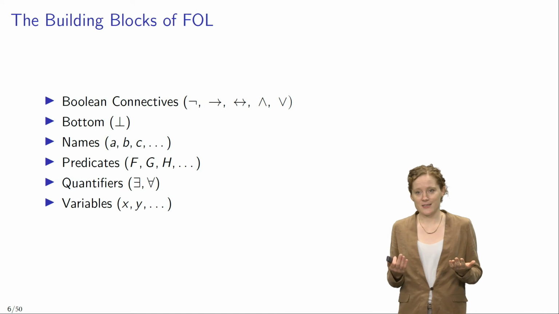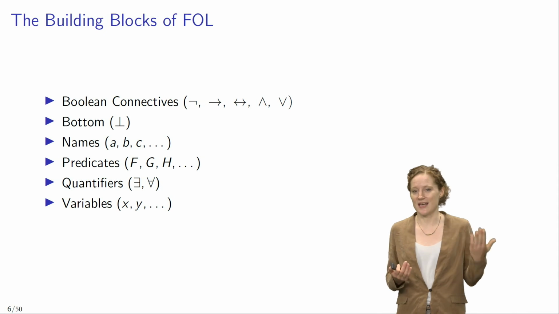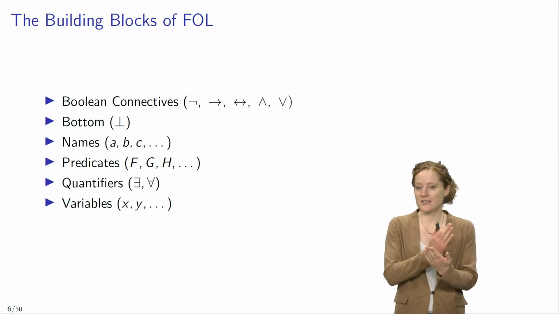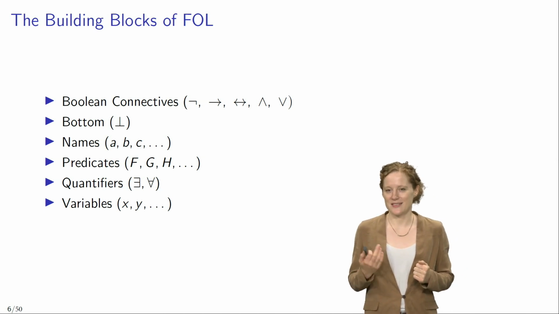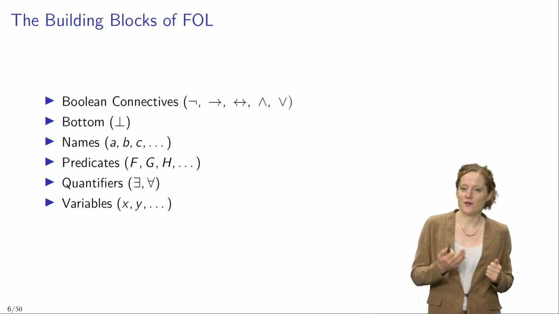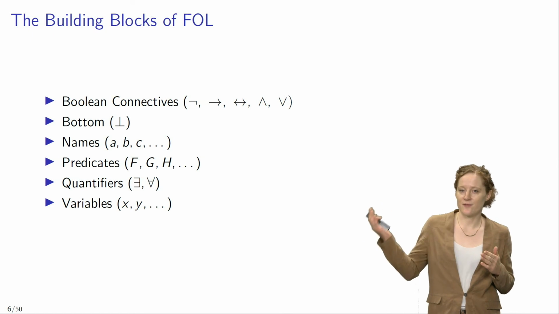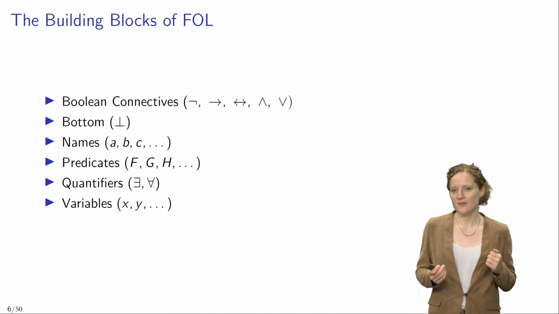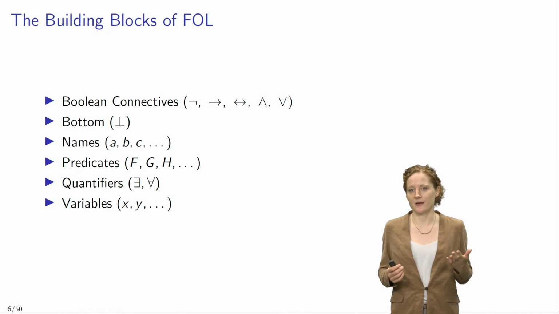Next, we have predicates, and we are going to represent predicates by means of capital letters such as F, G, H, and so on and so forth. And then we have quantifiers, in particular the reversed E and the upside down A. I'm going to explain more what these are in just a couple minutes. And we have variables. And variables are going to be represented by lowercase letters taken from the end of the alphabet. So X, Y, Z, and so on and so forth. Now, this is just an overview. I will talk about most of this in more detail in what follows.